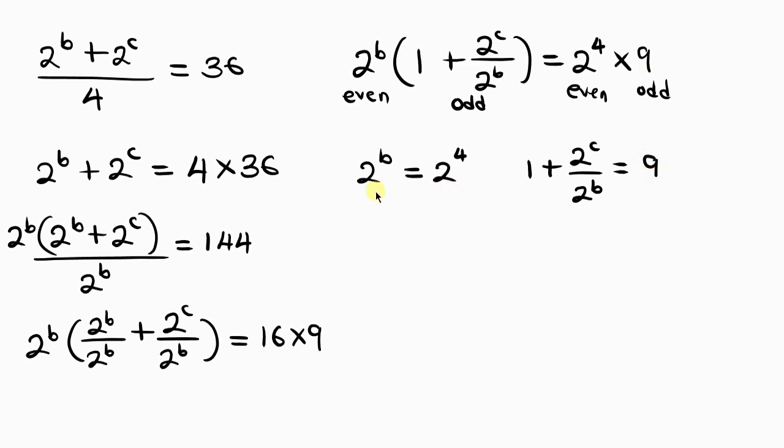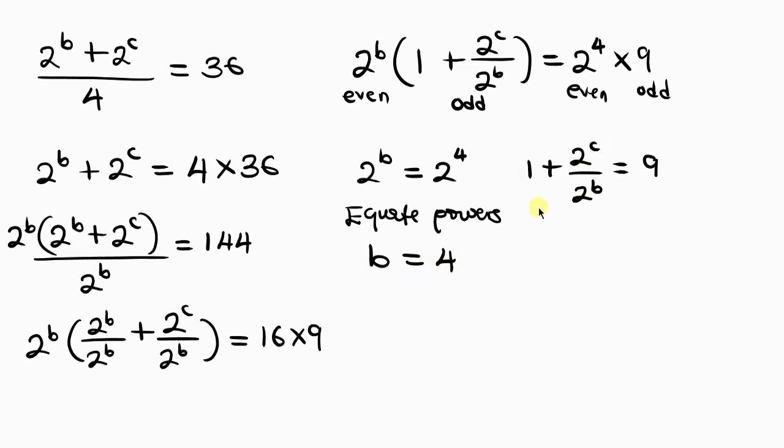Now let's focus on what we have here. And notice that the bases are the same, and because the bases are the same, we're going to be equating powers. So equate powers. The power on the left is b is equal to the power on the right is 4, thus making b to be equal to 4.